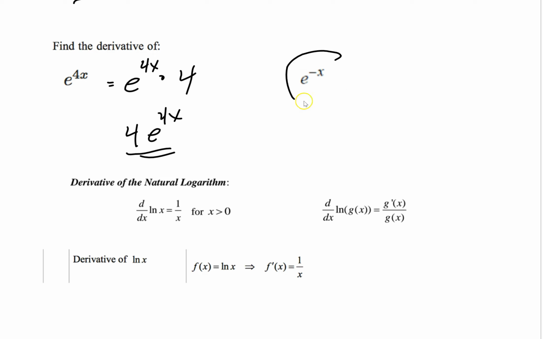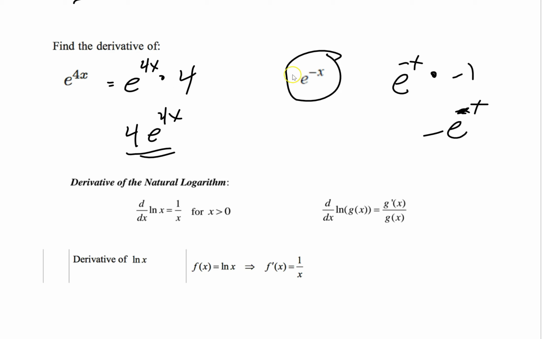This is one a lot of people get wrong. e to the negative x. So remember the rule. Copy it, then multiply by the derivative of the inside. The derivative of the inside is -1. So that becomes negative e to the negative x, right? It's a subtle thing, but a lot of people mess it up. They just put e to the negative x or something. So that's derivatives of e.